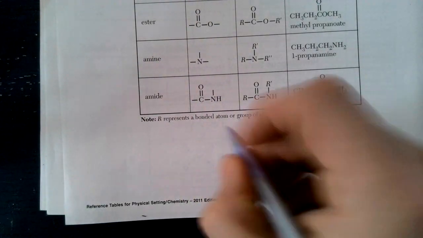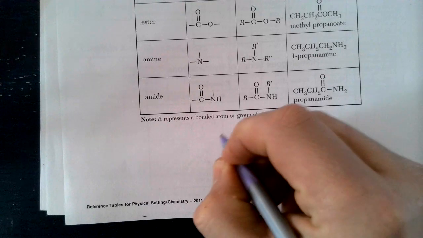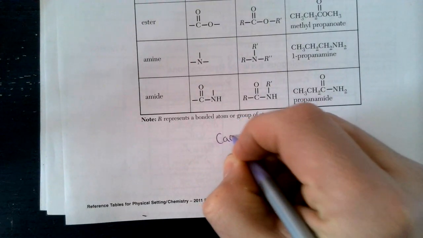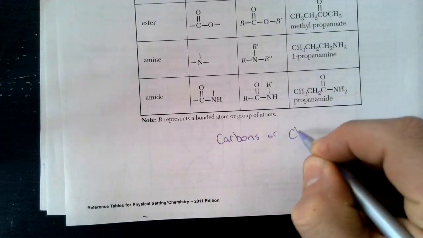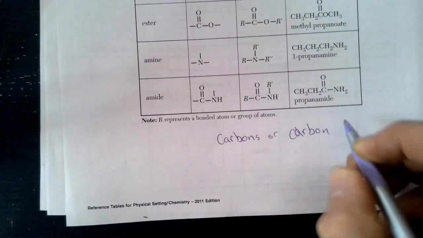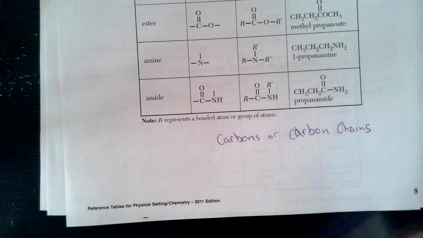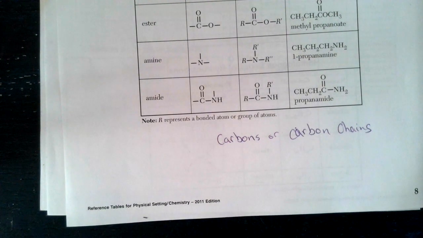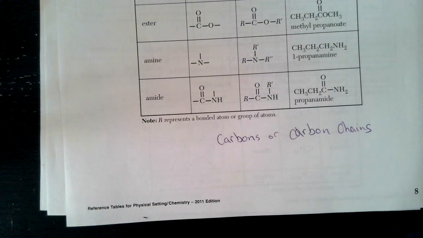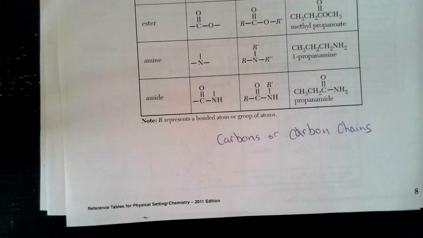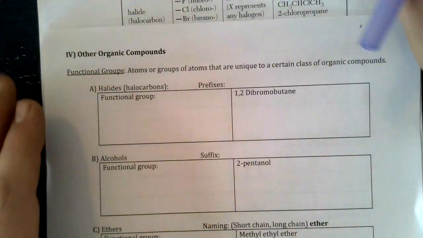Now, what you can add to that is that it's really a group of carbons or carbon chains. And it's not specified how long the carbon chain is, because it could be 1, it could be 2, it could be 3, it could be 4. So R is basically saying, here's a carbon, and how many more carbons are attached will be designated by the name. So back to what we were talking about with the halides or the halocarbons.